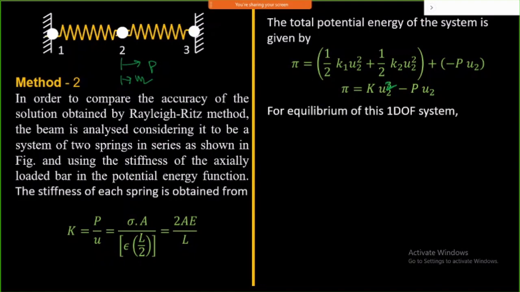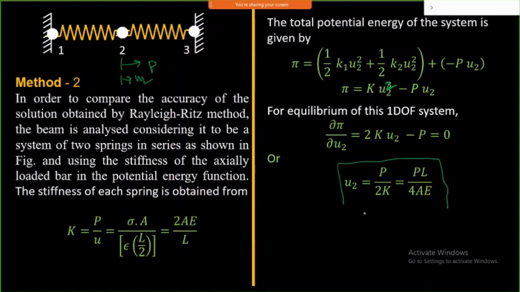So then for equilibrium, what is to be done? The derivative of pi with respect to u2 should be 0. So that way we can go on determining it. And then we got a u2 value to be another this. This way we can find the displacement. And this is also the way by which we can solve problems by the Rayleigh-Ritz method kind of things. And here we got a result more accurate than the previous case. This is an exact result, it is exact value. And here we got an approximate by using this potential energy technique.